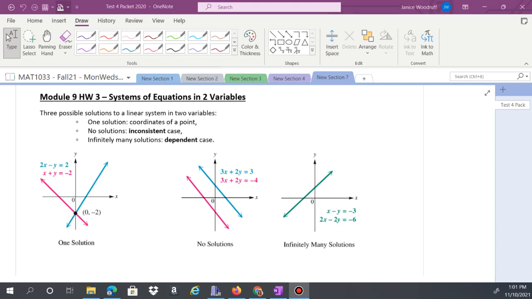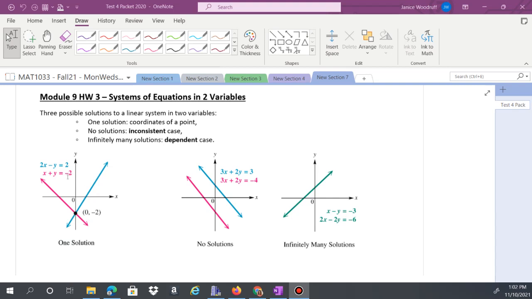Okay, so the first way that we can solve the system of equations is we can have one solution. And one solution graphically, the two lines are going to intersect at a point. In this example here, the point is (0, -2). That is the solution for the system of equations.